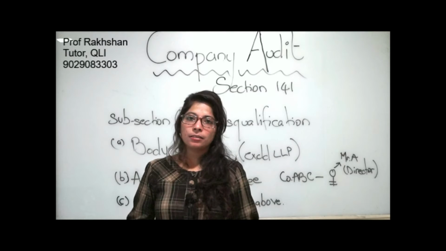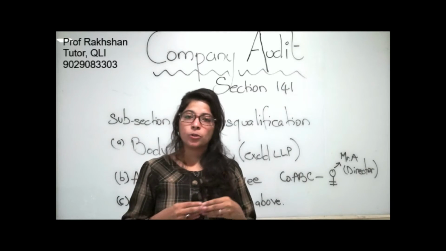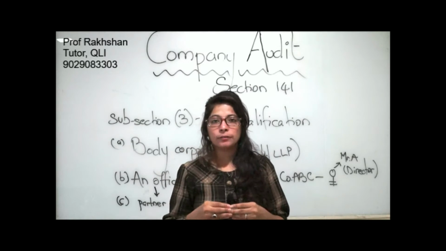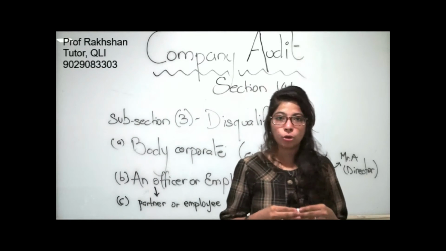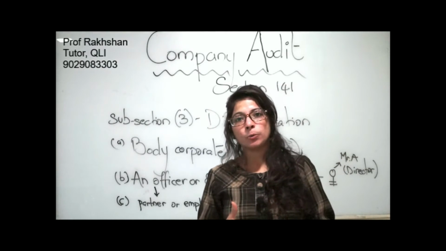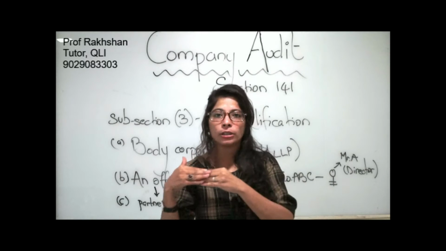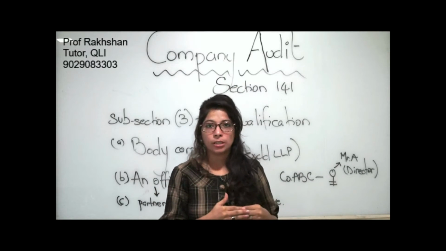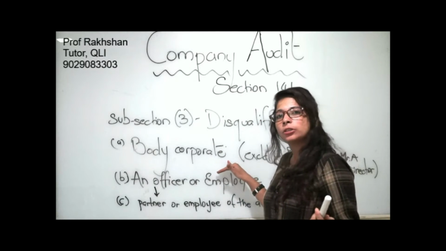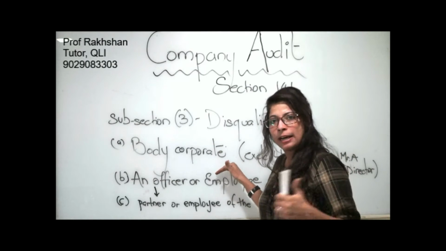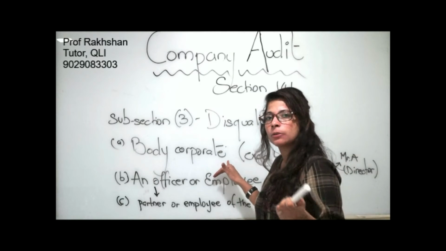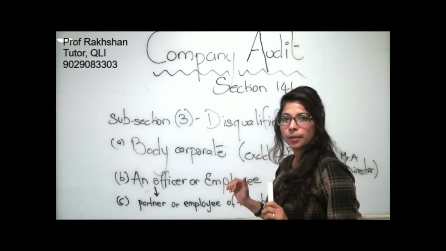After having studied subsections 1 and 2 of section 141 of Companies Act 2013, we are going to study the disqualifications that are stated in subsection 3 of section 141. To understand them better, they are supposed to be read with Rule 10 of the Companies (Audit and Auditors) Rules 2014. We're going to study the disqualifications subject to which either the auditor will stand removed, he'll have to vacate his office, or a person will not be appointed as an auditor of the company.